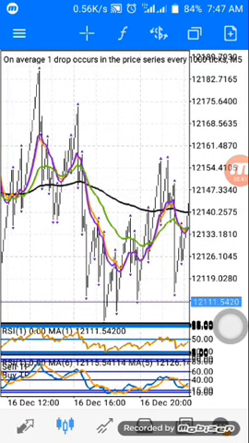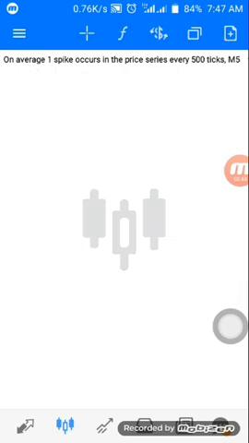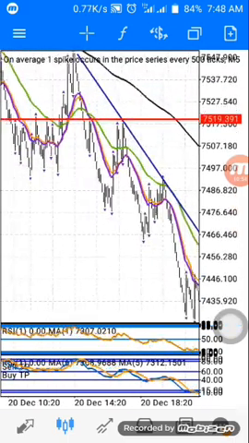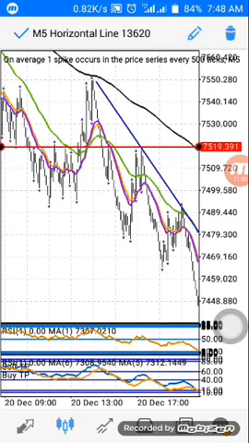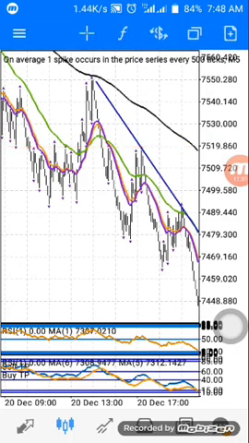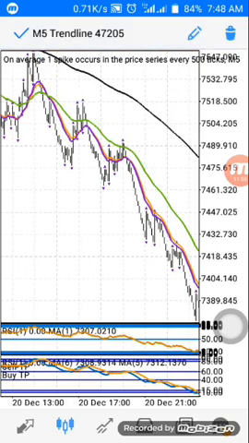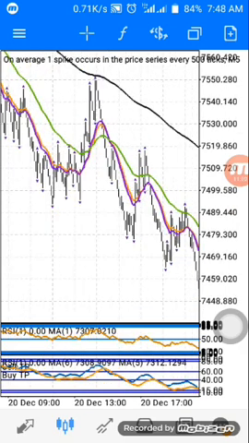This is Crash 1000. Let us check Boom 500. Okay, the same thing that happens in Boom 500 and Boom 1000 also happens in Crash 1000 and Crash 500. But remember, Crash 1000 and Boom 1000 actually obey more, because spikes do not happen anyhow in them. But in Crash 500 and Boom 500, spikes happen always. But if you are careful enough, you can scalp with them and make your profit.